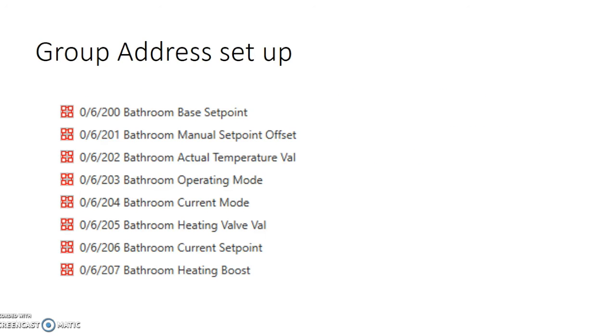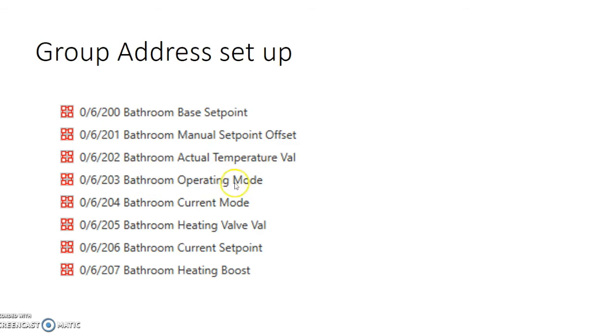So how do you set up your group addresses? For each room, you would want to set up your group addresses a little bit like that. The first one is the bathroom base set point, which will be say 21 degrees. Then you've got an option for a manual offset, so that you can either increase your set point or decrease your set point by an amount. Then we've got a group address for the actual temperature in the room, and this is the group address that would be linked in the temperature monitors, so the basalt auros or the light switches, and this will send out the actual temperature of the room to this address.